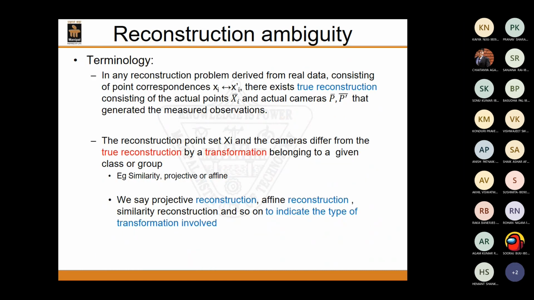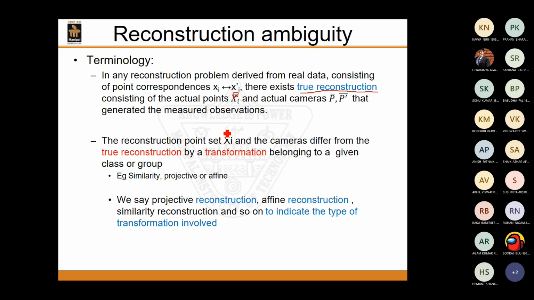Okay, now there are some terminologies that you need to remember here. Let's say the image point correspondences that we're dealing with, the image point pairs, are xi and xi dash. For the true reconstruction, we can represent it by using a bar here, that is capital X bar i for the actual points. The actual camera parameters would be capital P bar and capital P dash bar, with the bar representing that it's the true reconstruction. That is the true reconstruction that we are looking for, the actual 3D scene.